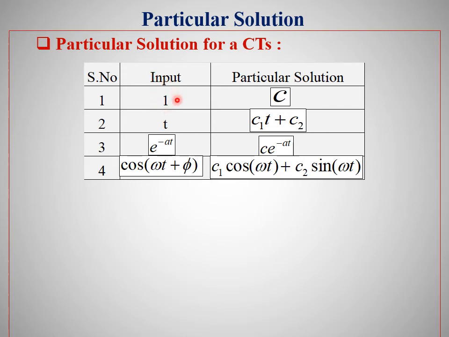When the input is 1, the particular solution is C. When the input is t, the particular solution is going to be C1t plus C2. When the input is e power minus at, the solution is going to be C into e power minus at. And finally, when the input is cos of omega t plus phi, the solution is going to be C1 cos omega t plus C2 sin omega t.